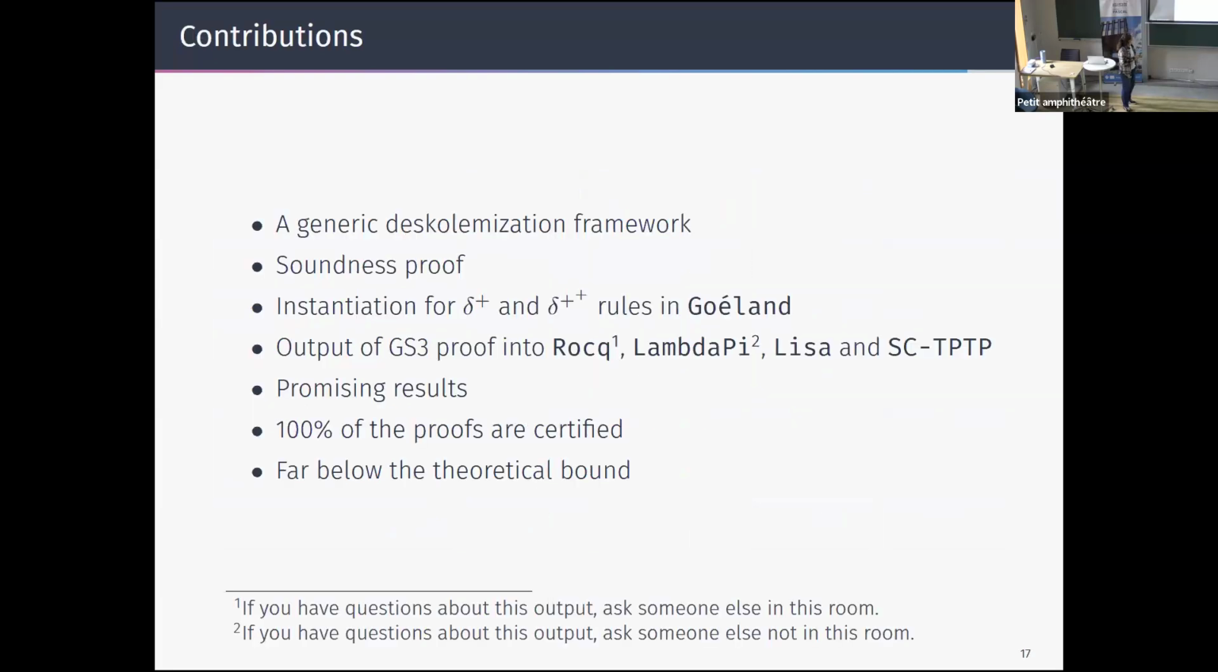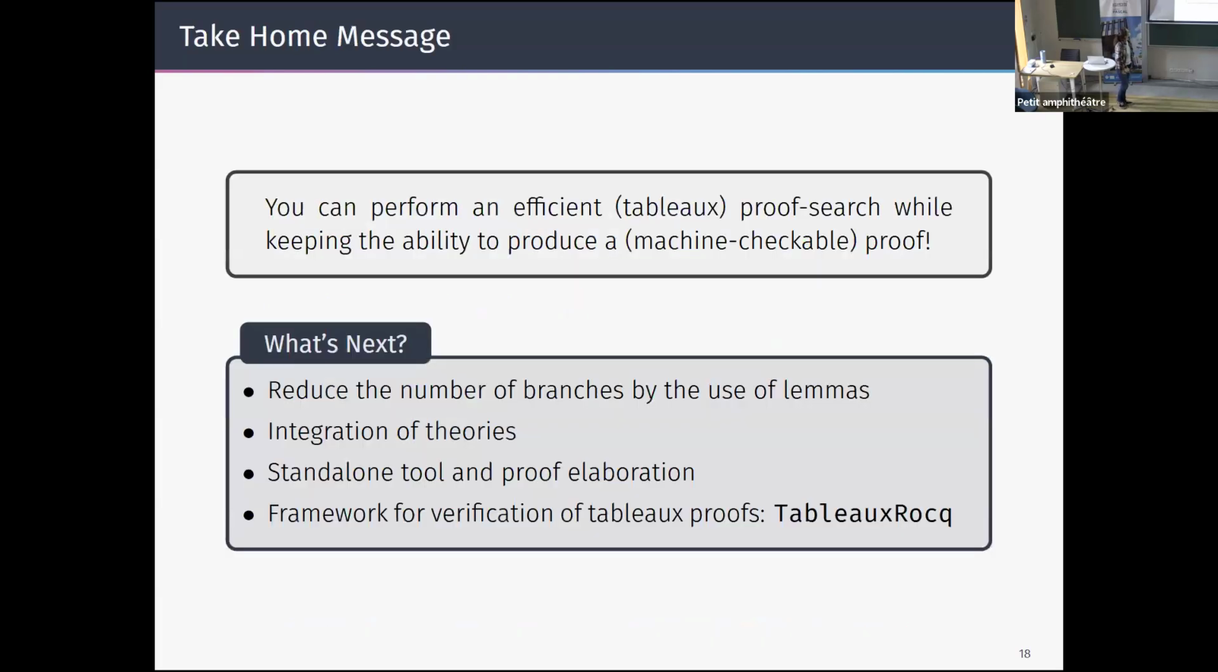And so what we did is we provide a generic deskolemization framework and a soundness proof of our framework. We instantiated it in Goéland, and we provide four outputs into proof assistants: Rocq, LambdaPi, Lisa, and SC-TPTP. The results were promising, as 100% of our proofs are certified, and it was far below the theoretical bound.